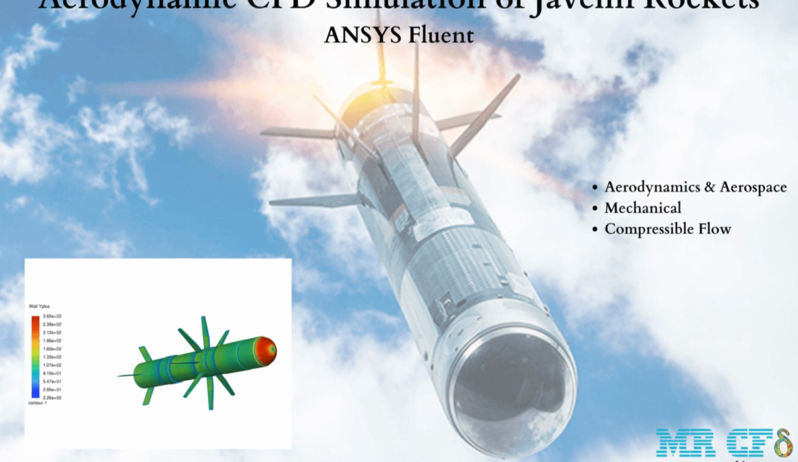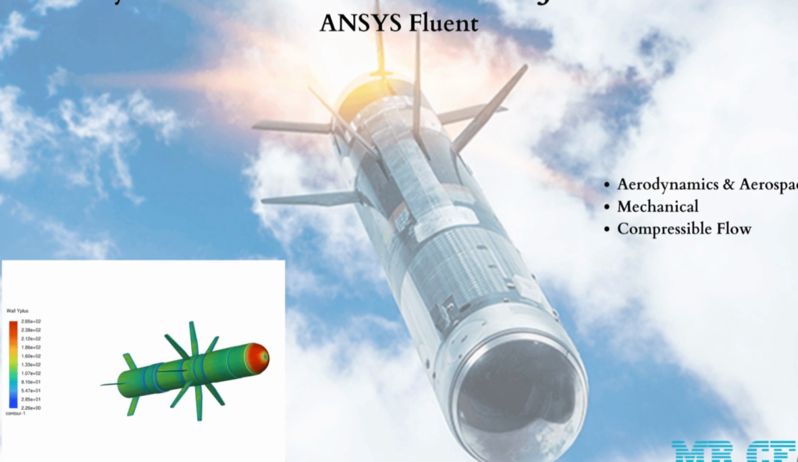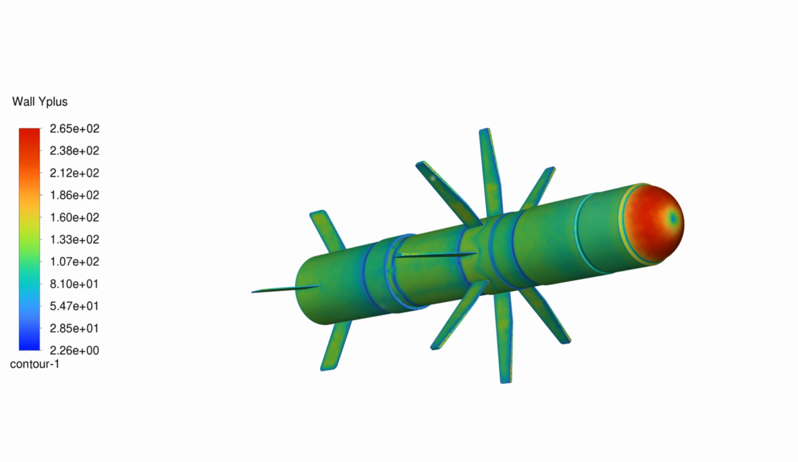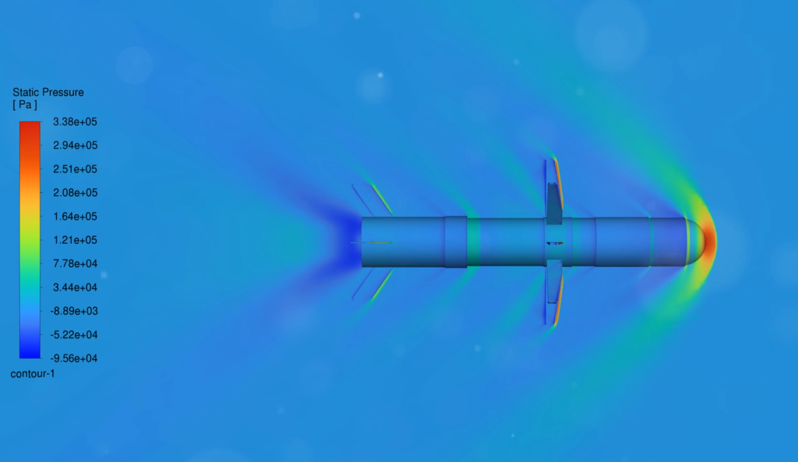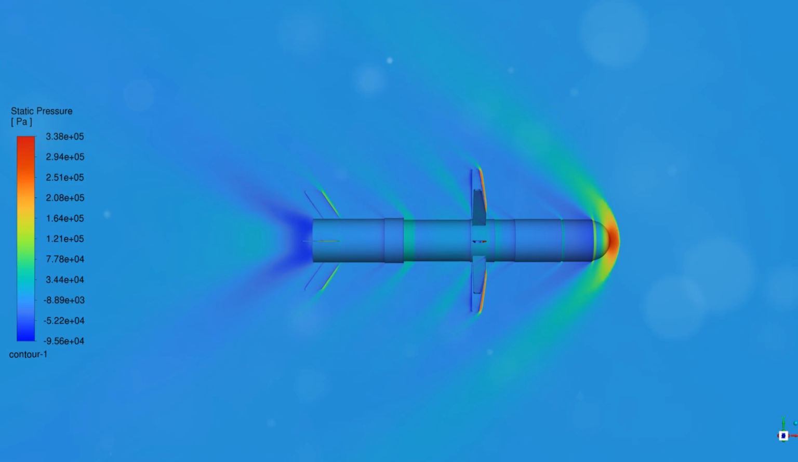Results? The velocity contour plot shows variation around the rocket body with supersonic flow extending downstream. The static pressure contour reveals high pressure at the nose and expected patterns for supersonic flow. And that's it. Efficient, precise, and powerful simulations with ANSYS Fluent.